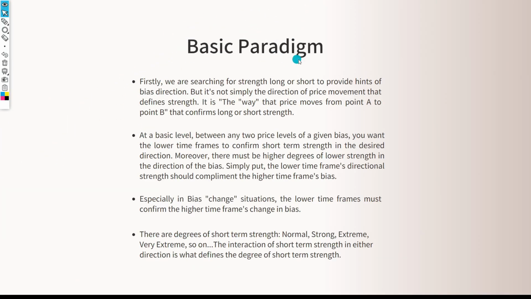Alright, so the basic paradigm. Number 1. Firstly, we are searching for strength long or short to provide hints of bias direction. But it's not simply the direction of price movement that defines strength. It is the way that price moves from point A to point B that confirms long or short strength.